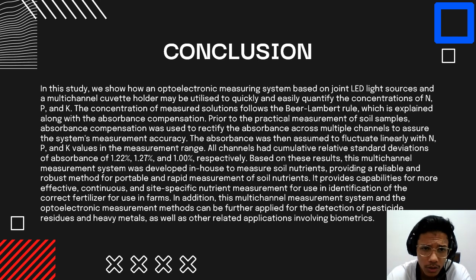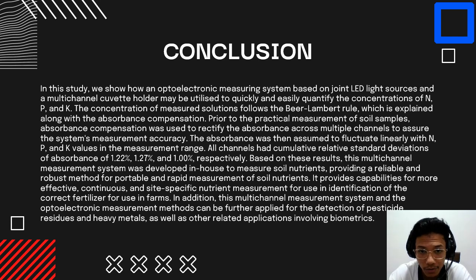Okay, in conclusion, in this study, we show how an optoelectronic measurement system based on joint LED light sources and also a multi-channel converter holder may be utilized to quickly and easily quantify the concentrations of N, P, and K. The concentration of the measured solution follows the Beer-Lambert rule, which is explained along with the observable composition. Prior to the practical measurement of soil samples, composition was used to justify the observation across multiple channels to ensure the system measurement accuracy. The observation was then assumed to fluctuate linearly with N, P, and K values in the measurement range.